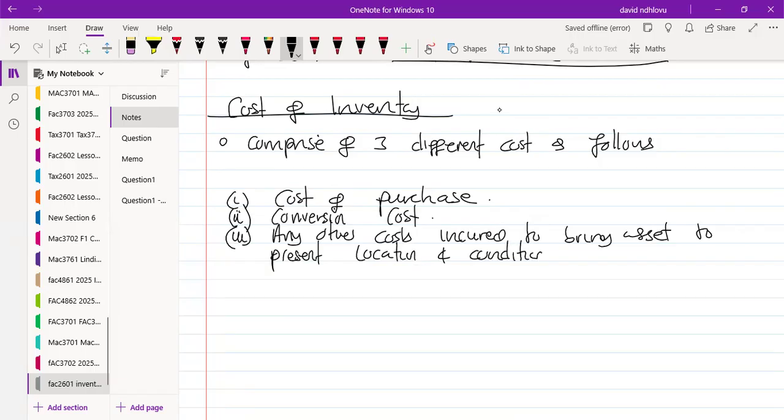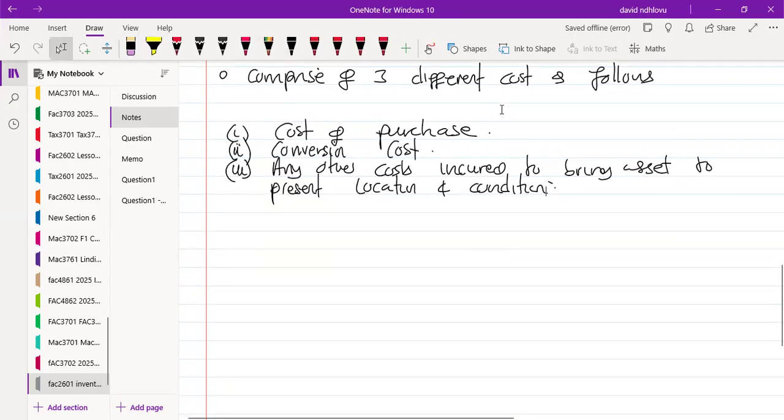So whenever we want to determine the cost of inventory, we have to make sure that all these three categories of costs we are able to calculate and determine. So starting with the costs of purchase.